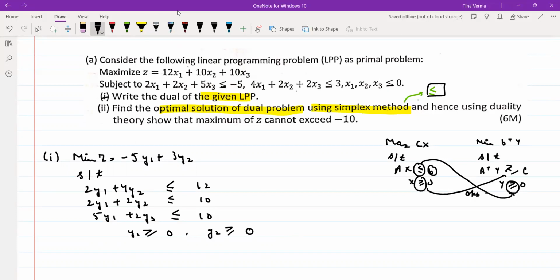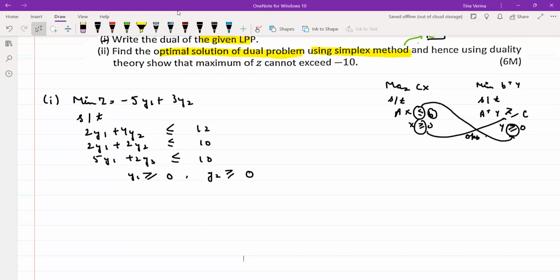So you have to apply your mind if you have forgotten what sign you will have, because in the second part it is given that you have to find the optimal solution of your dual problem by using the simplex method. So you have to convert it into the standard form: minimize minus 5y1 plus 3y2 subject to 2y1 plus 4y2.